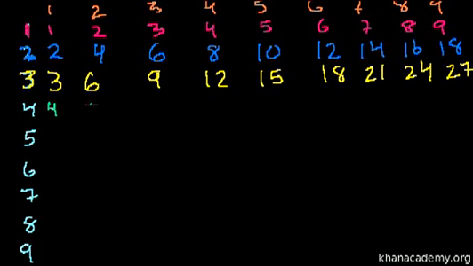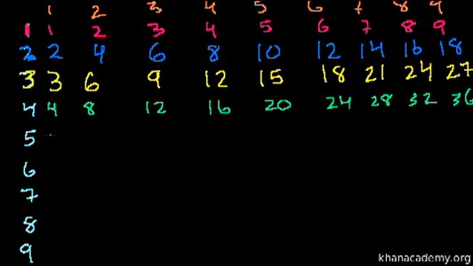So 4 plus 4 is 8. 8 plus 4 is 12. 12 plus 4 is 16. 16 plus 4 is 20. 20 plus 4 is 24, right? 4 times 6 is 24. 4 times 7, 28. I'm just going up by 4. 32 and 36. All right.